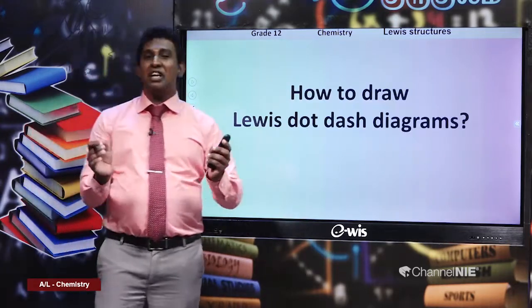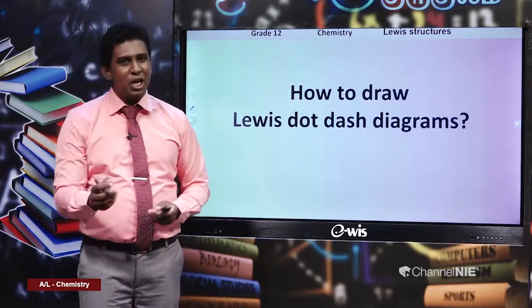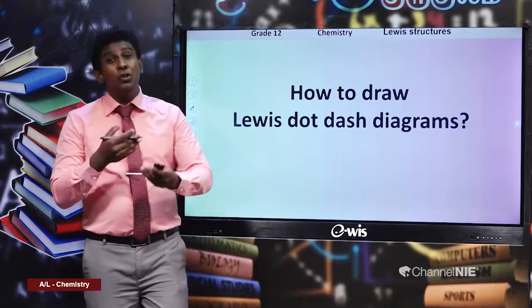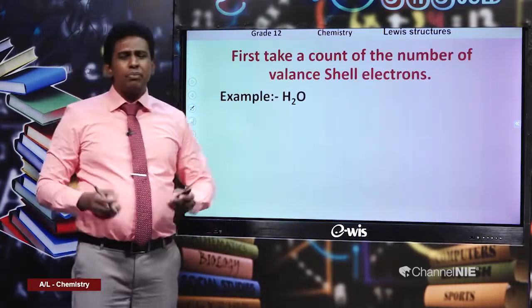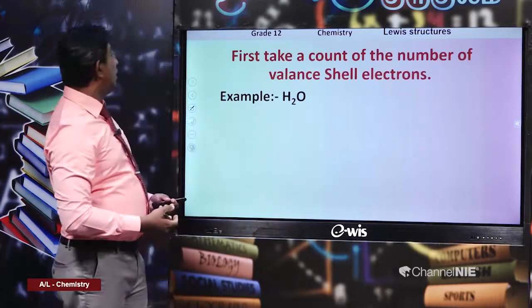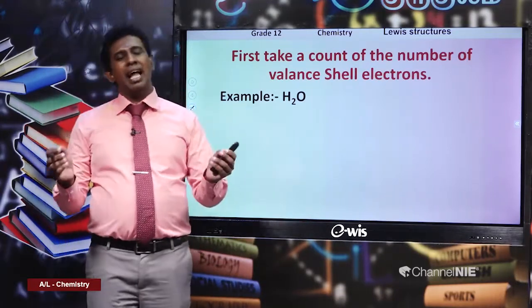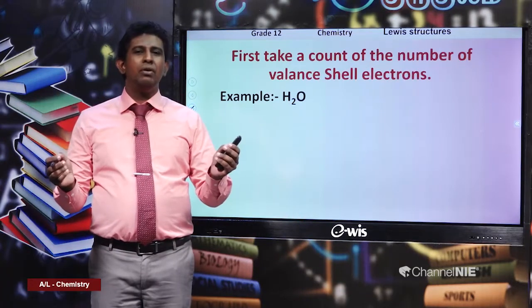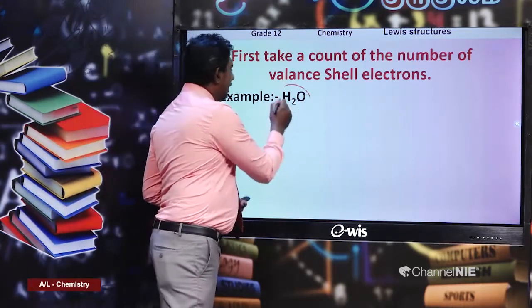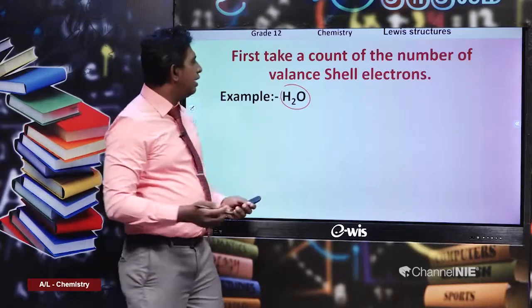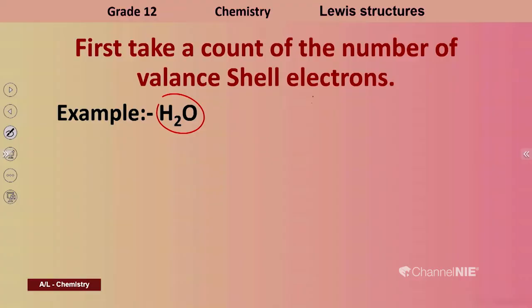We are now going to find out how to draw these Lewis dot dash diagrams. Okay. Students, you need to first find out the number of electrons that you have with each atom that you would be provided with. For example, H2O, you would be provided with a molecule here, or otherwise H3O plus, which is an ion. Though it's a molecule or an ion, it doesn't matter. First you need to take the count of total electrons.